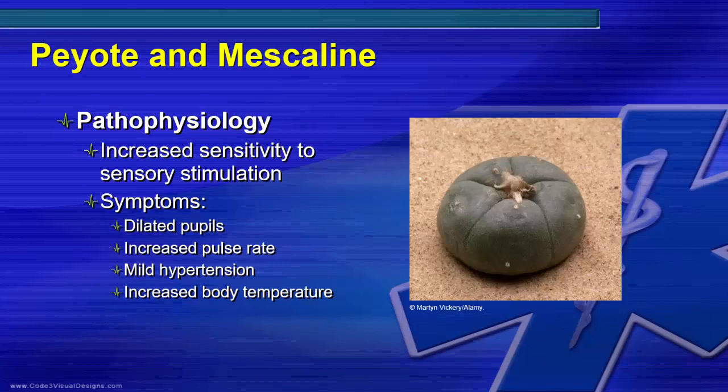Peyote and mescaline. These are going to fall under the natural hallucinogens. Native tribes in the southwestern United States and Mexico have been using these for thousands of years. These are Schedule I substances with a high potential for abuse and no currently accepted medical use in the United States.